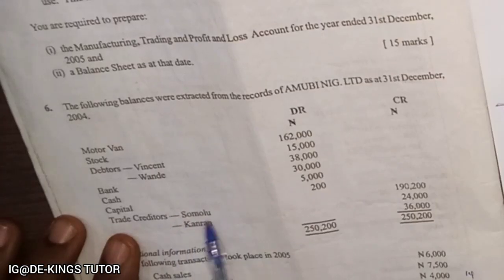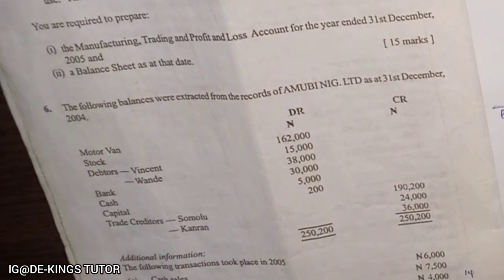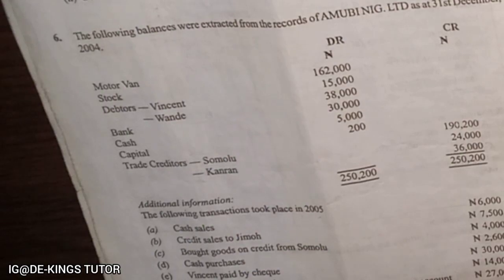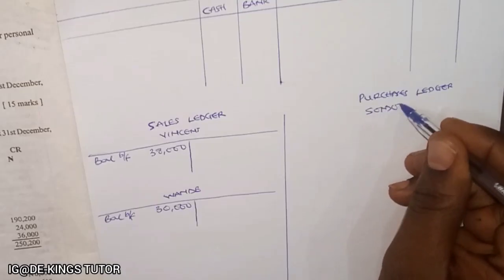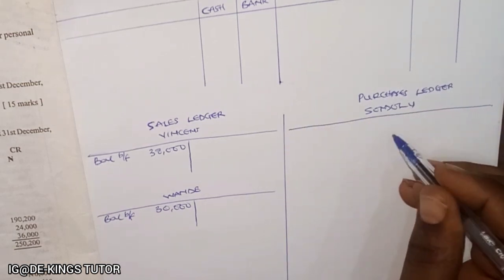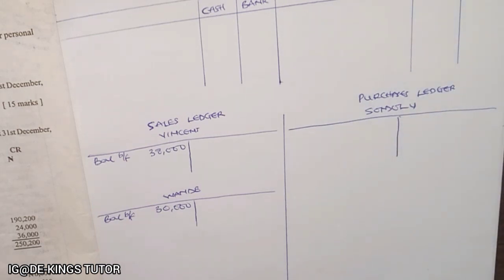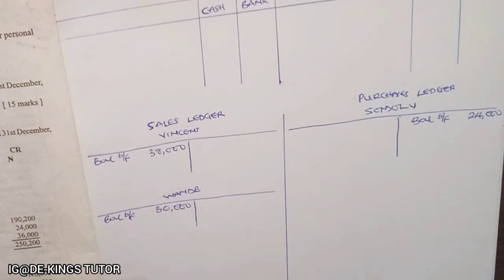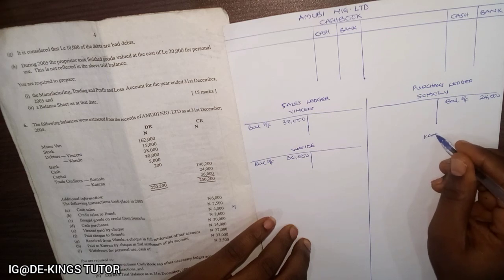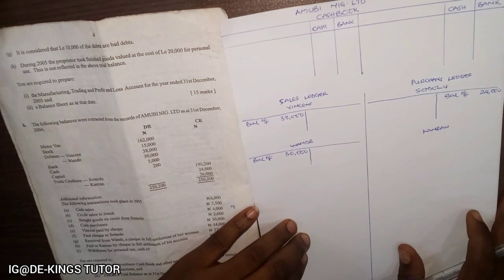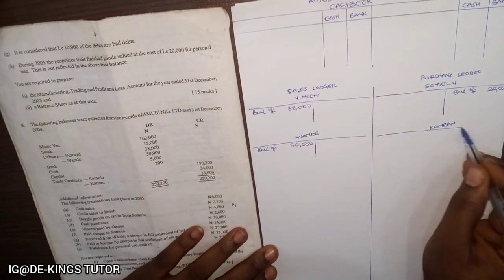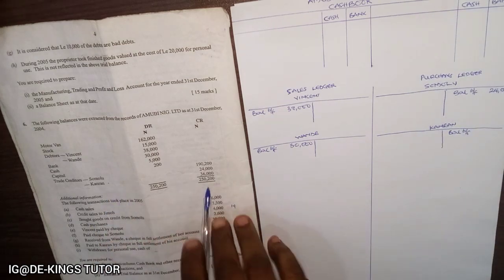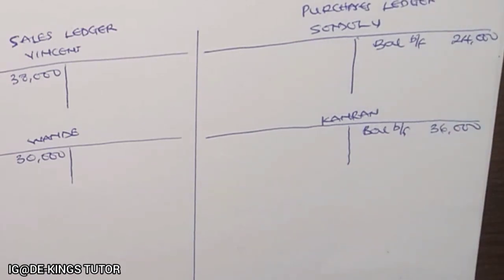Now also we have trade creditors here, and the creditors will go into a purchases ledger. So let's prepare a purchases ledger. We have Somolo. Our creditors have a credit balance, so this will be a credit balance. So we have balance brought forward 24,000. Next one also will be Kanra, balance brought forward 36,000. Okay, now let's open the other ones.